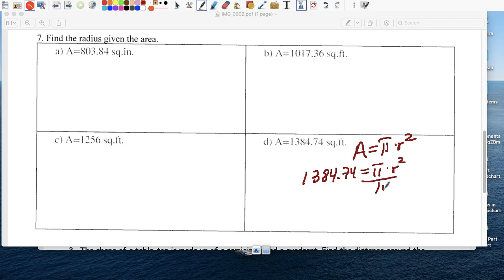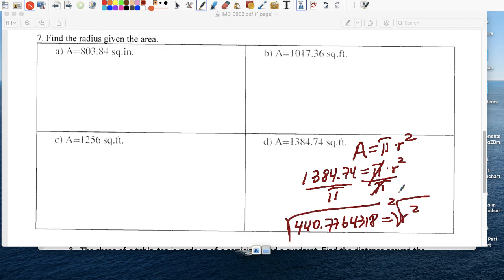We're going to divide both sides by pi, that goes away. Let's divide that by pi, 1384.75 there, divided by pi. Enter, we get 440.776418 equals r squared, square root again. Here's that invisible 2, takes care of the exponent. And r equals plus or minus 20.99, and we're going to take the 20. Alright, so that was that.